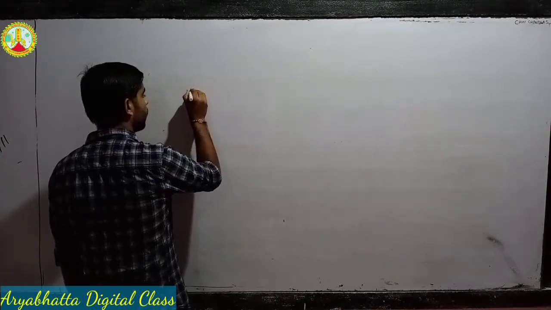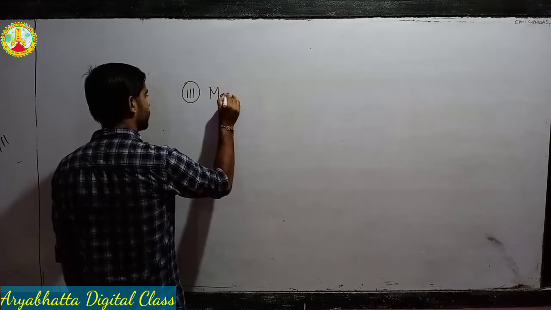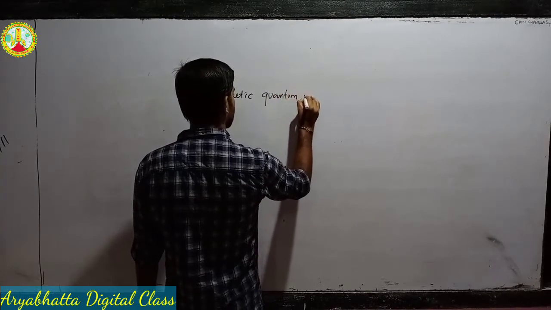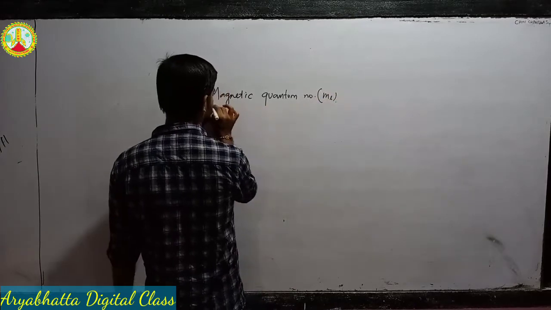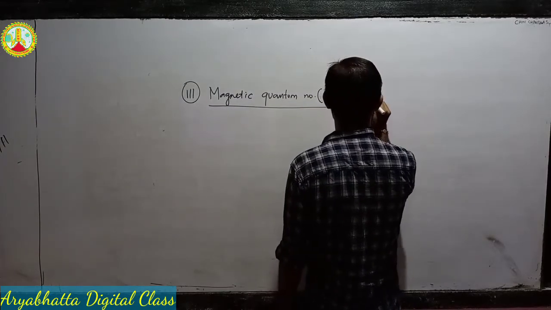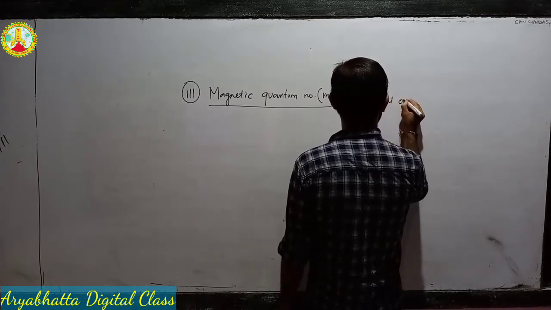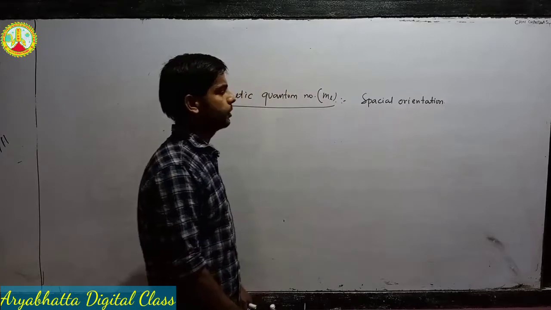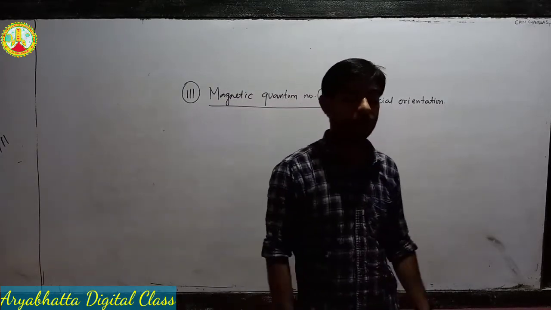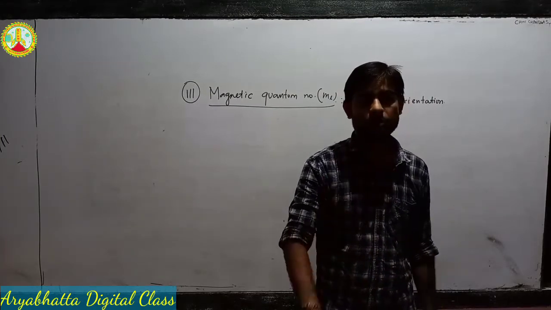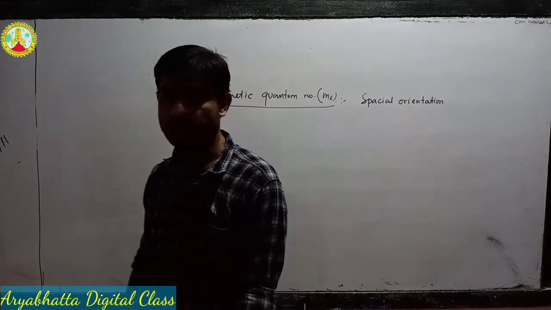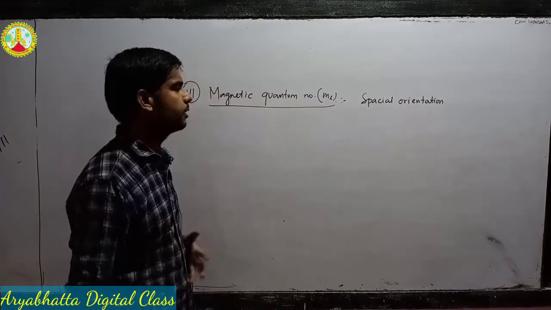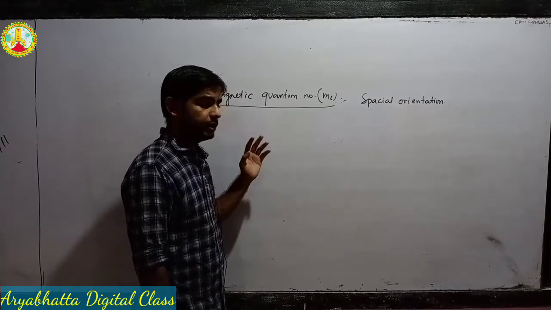I will define the third quantum number, and that is called magnetic quantum number. What is magnetic quantum number? It tells us about the spatial orientation. Oh, one more thing I forgot: L, the azimuthal quantum number, also tells us the shape of the orbital, whether the orbital is spherical, cylindrical, or what kind of geometrical shape it has. I will go into that in detail. So magnetic quantum number tells us spatial orientation.